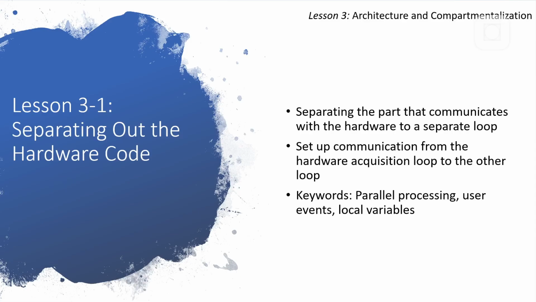This is lesson 3-1, separating out the hardware code. The focus of this lesson is to separate the hardware acquisition to its own loop. This is important because other parts of the application which are not relevant to the acquisition might halt the acquisition. To do this, we need to set up communication from the parallel hardware acquisition loop to the other loop. We will do this with something called a user event, and we'll also use a local variable.